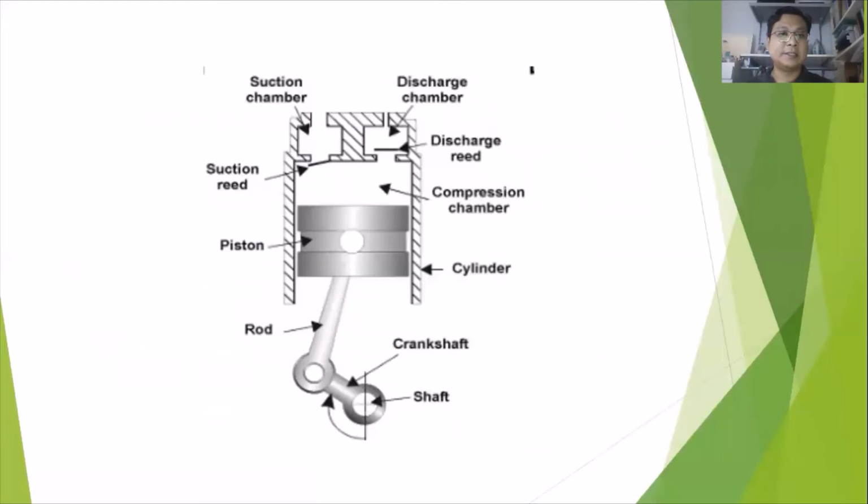Then this is the inside of a reciprocating compressor, the same as an engine with a piston system. We have a piston, a cylinder here, and a rod and crankshaft here to rotate in the cycle system.